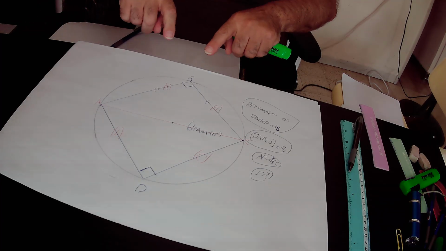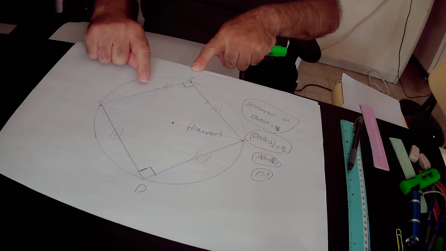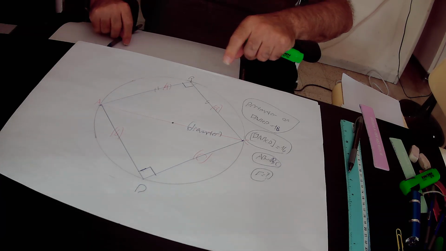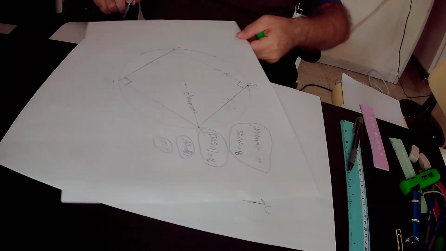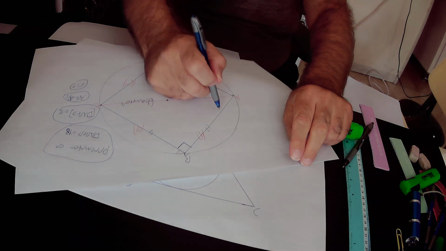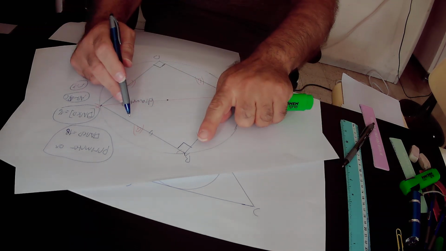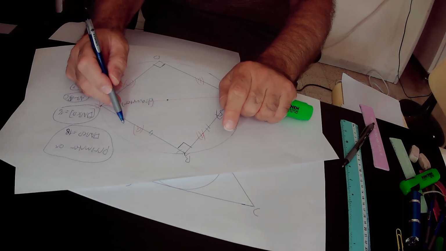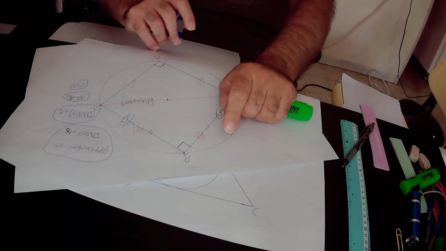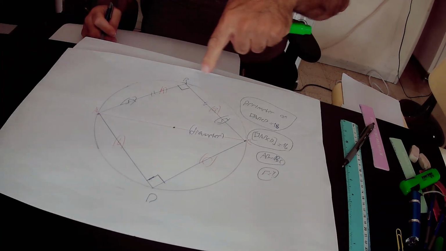So this side AB equals a, and a equals 5, therefore AB equals 5 of course. Likewise, side BC also equals a, and a equals 5, therefore BC also equals 5. So in the next step, we implement the Pythagoras theorem on this triangle ABC.